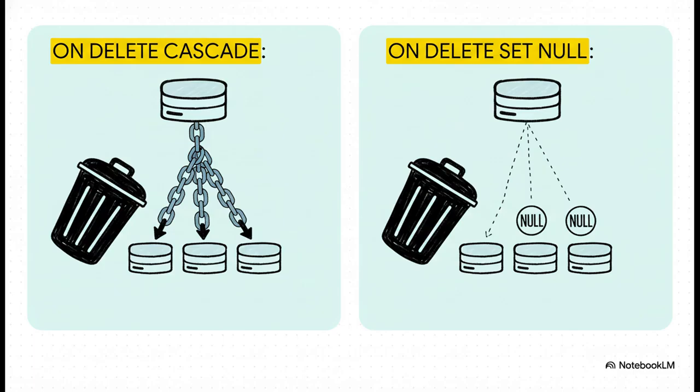First, there's on-delete cascade. This creates a chain reaction. If you delete a parent record, it automatically deletes all the child records that depend on it. Think about deleting a customer's account and having all their old orders get deleted too. The other choice is on-delete set null. In this case, deleting the parent just orphans the child records. It sets their link to the parent to null, but it keeps their data. You do this if those child records could still exist on their own.